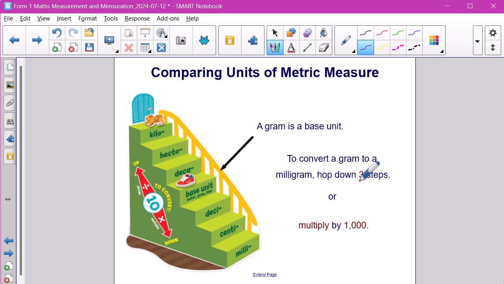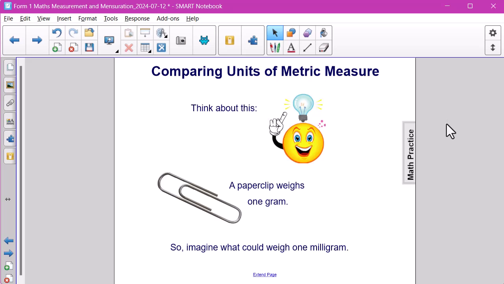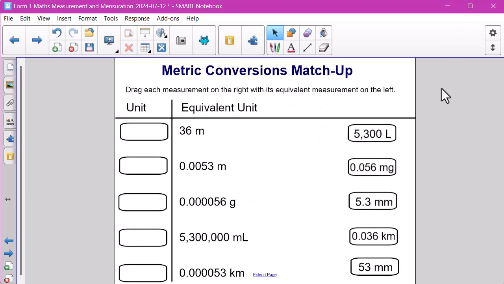And here are the solutions. We were correct. We went down 3 steps, so we have to multiply by 1,000, or 10 times 10 times 10. Think about this. A paper clip weighs 1 gram. So imagine what could weigh 1 milligram. Now let's try an example where our metric conversions match up.